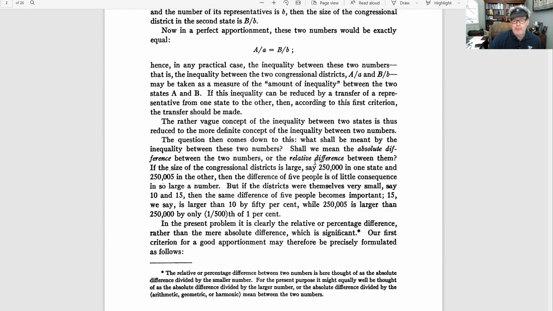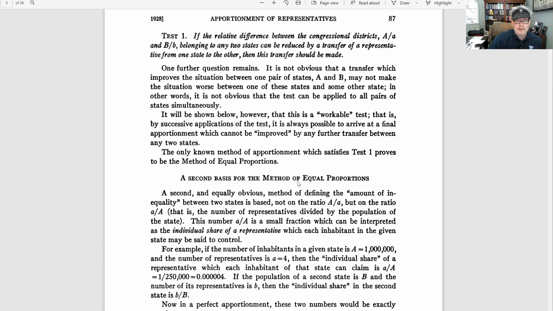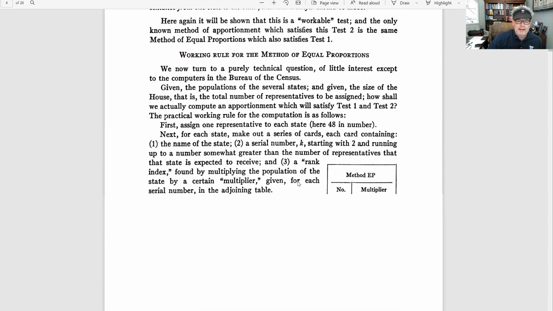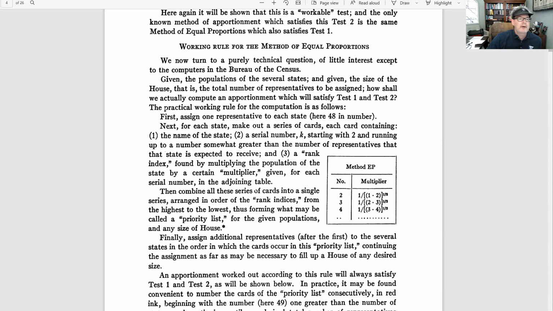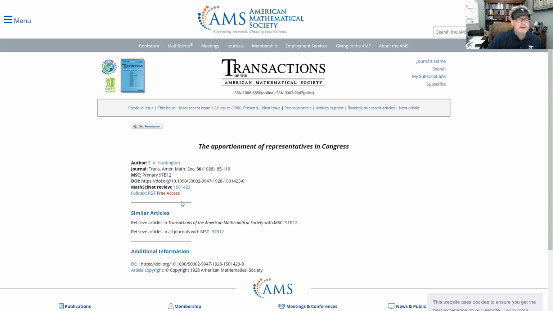He was into relative difference, saying that's the important thing, like 250,005 is 5 more than 250,000. 15 is 5 more than 10, but relatively speaking, the 15 and 10 seem to be more important. So if you talk about relative difference and go into things like that, that's what this article is about. I'll have a link where you can get to it. You just get the full text PDF. It's pretty readable.